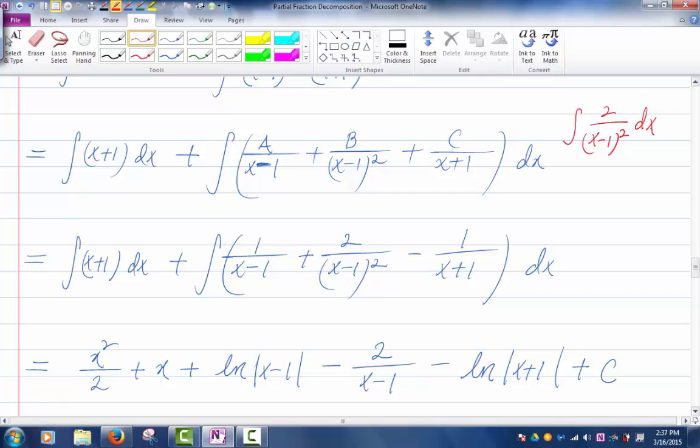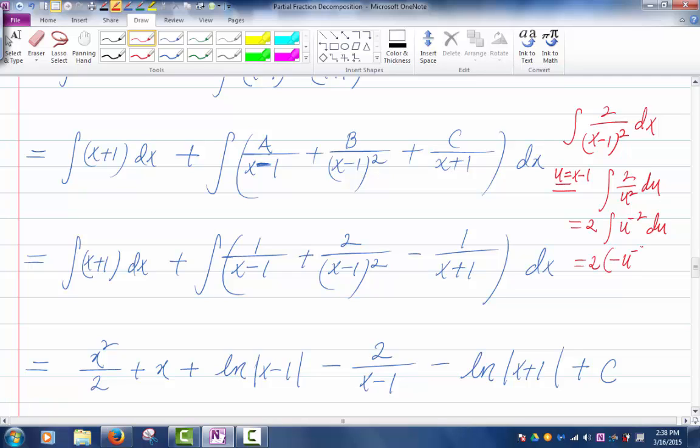What do I need to do here? You take u to be what? x minus 1, right? So if you take u to be x minus 1, what do you get? The integral of 2 over u squared du, right? That's going to be the same as 2 times the integral of u to the negative 2 du, right? What's the integral of u to the negative 2?